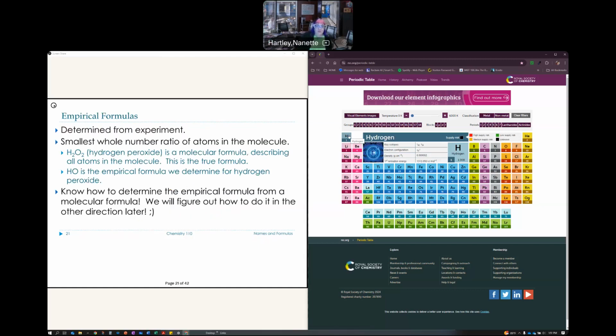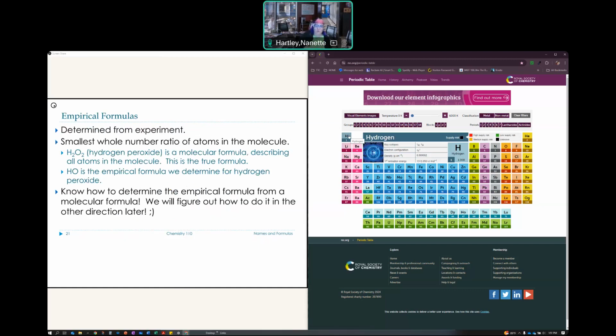Now, let's talk more details about our empirical formulas. And remember, I said that those empirical formulas are the smallest whole number ratio of atoms in the molecules. And I mentioned H2O2, which is a molecular formula, because it tells me that it's made of hydrogen and oxygen, and I have 2 of each.